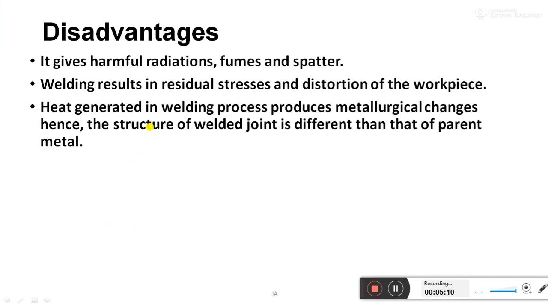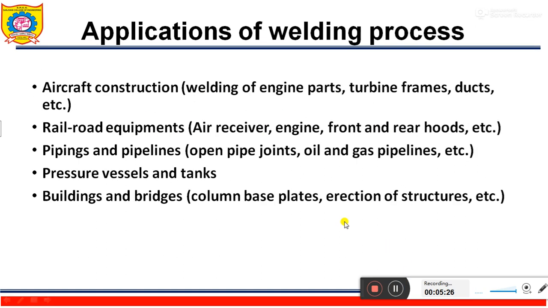Disadvantages: it gives off harmful radiation. Welding results in residual stresses and distortion of the workpiece. Heat generated in the welding process produces metallurgical changes, hence the structure of the welded joint is different from that of the parent metal.